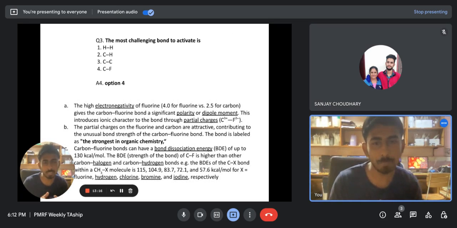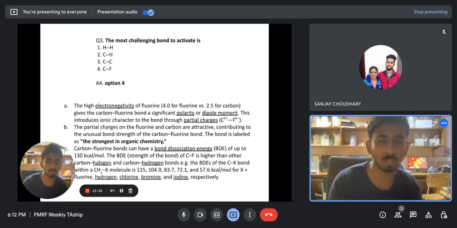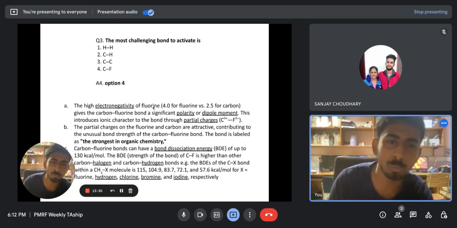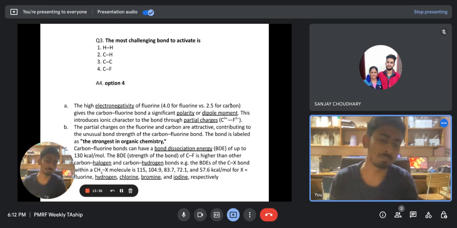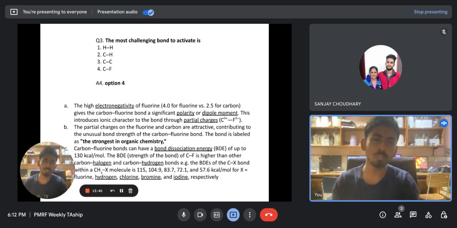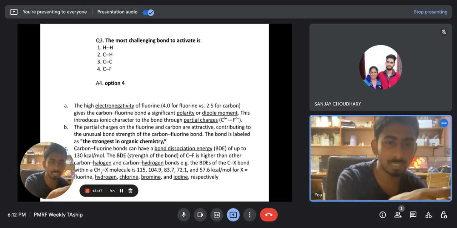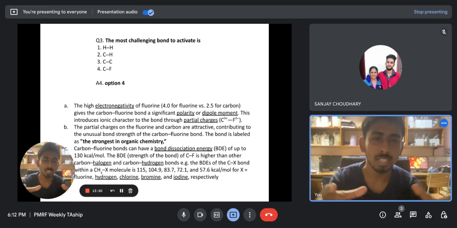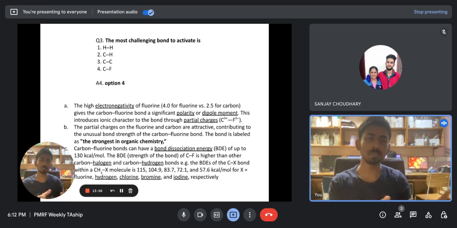So here I have depicted some points by virtue of which you can have a grip on the concept of bond dissociation energy, or the concept of activation of bonds. Now you can see the high electronegativity of fluorine. It is 4.0 on the Pauling scale versus 2.5 for a normal sp3 carbon. So this gives the CF bond a significant polarity or dipole moment. Dipole moment, you all have heard about it. Dipole moment is the charge separation, that is the distance between the two atoms multiplied by the difference in the charges between the two entities. Here the two entities are carbon and fluorine.